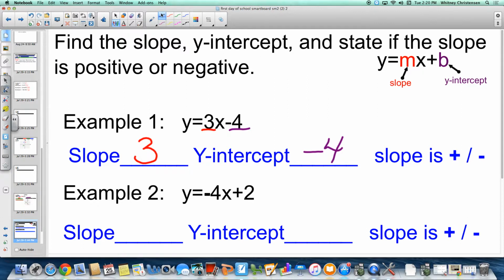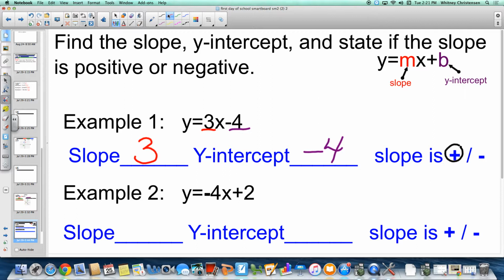Okay, is this a positive or negative slope? It's positive. How'd you know that? Because the slope is positive. The slope's positive. How'd you know that? You're absolutely right. No negative sign. Who said that? Awesome job. You're so smart. No negative sign in front of 3, so it must be positive. Awesome. Okay, moving on to our next example, example number 2.